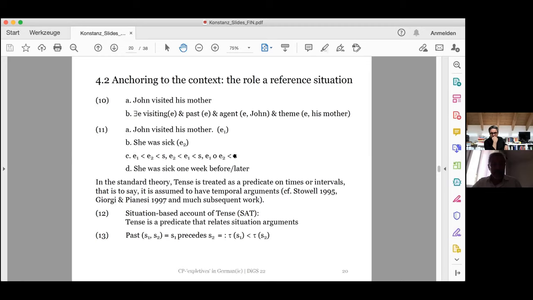So in standard theory, tense is treated as a predicate on times or intervals, and we propose a situation-based account of tense. Tense is a predicate that relates situations, and then the temporal interpretation is secondary. A precedence relation between situations is interpreted such that the running time of situation one precedes the running time of situation two. This will become important when we talk about subject expletives.